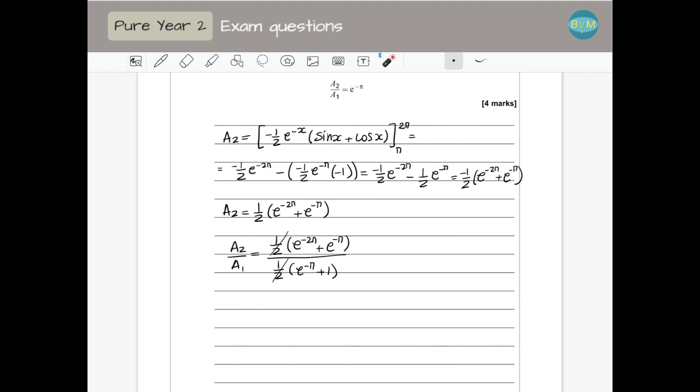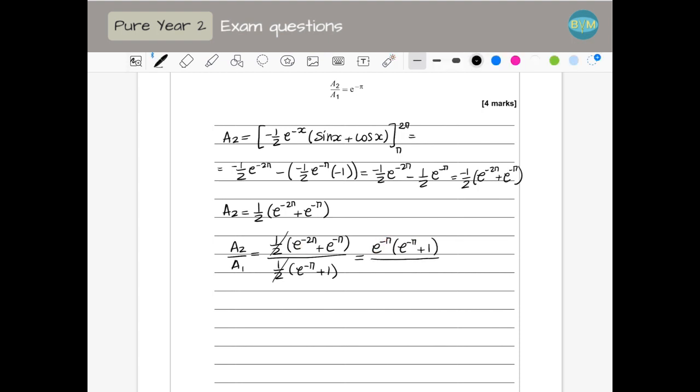We need to simplify this somehow. If you realize, we can divide both by e to the power of minus pi. So we can factorize that, getting the e to the power of minus pi outside. And we have e to the power of minus pi, because when we multiply, we have e to the power of minus 2 pi, and then plus 1.